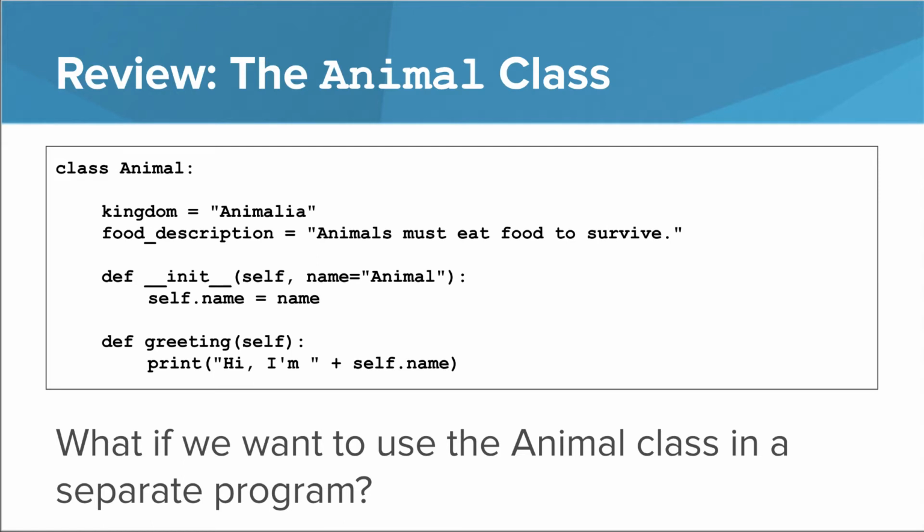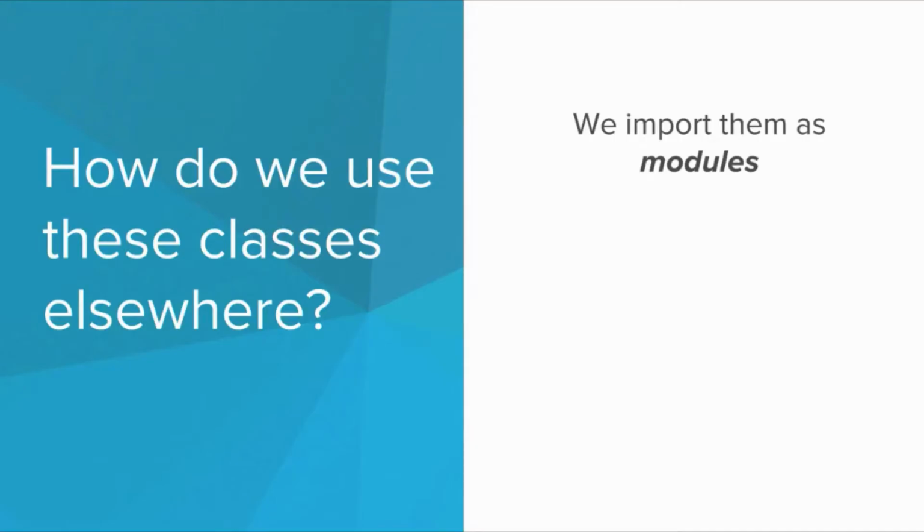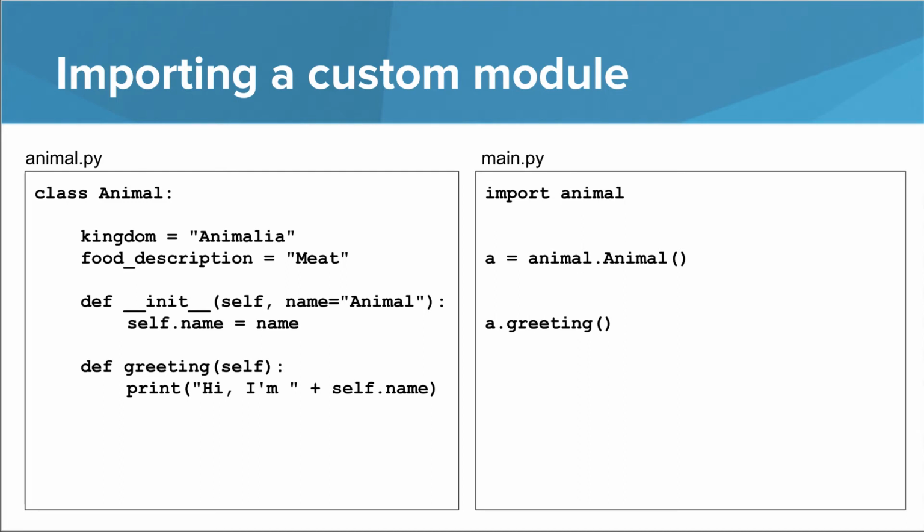So let's revisit the animal class. We have an animal class. It does a lot of cool things. But what if we want to use the animal class in a separate program that's not animal.py? Well, all we have to do is import the animal class as a module. So here in animal.py, we have the definition for the animal class. Then over in main.py, all we have to do is import animal, and then we can start making our own animal objects and calling methods on them. We can create an animal object a, that's animal.Animal, and call a.greeting, and it'll print out, hi, I'm Animal.